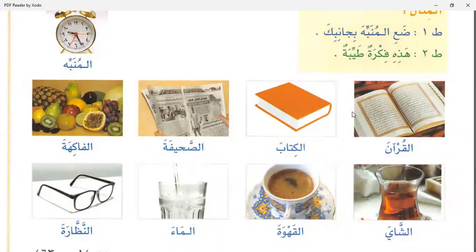Da'i al-munabbih bijanibika. Ms. Rahma, are you available? هذه فكرة طيبة. Next.